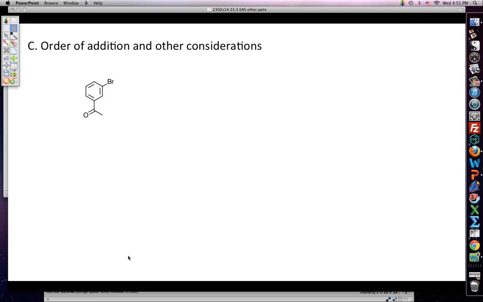Alright, now let's say we want to start making some of these molecules that have more than one substituent, like, for example, this meta-bromoacetophenone. Now all of a sudden you have two choices.